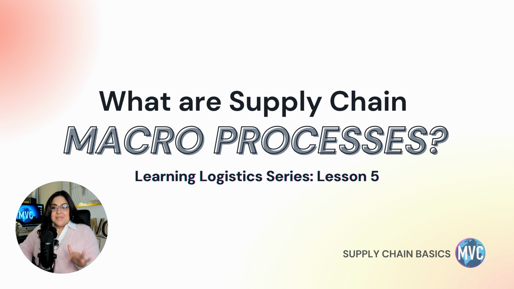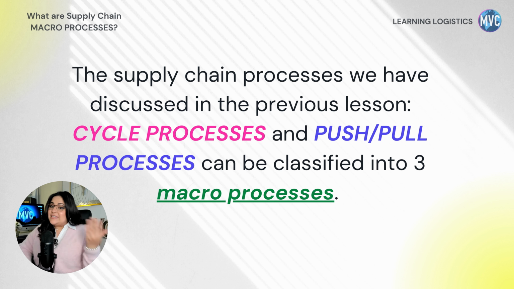We already talked about what supply chain processes are in the previous lesson. So check that out. I'm going to link them in the card somewhere here so you can check out that playlist and catch up on lessons 1, 2, 3, and 4. But here in today's lesson number 5, we're going to talk about what supply chain macro processes are, which is what comes next. The supply chain processes we discussed in the previous lesson were the cycle processes and the push and pull processes. And these can be classified into 3 macro processes.